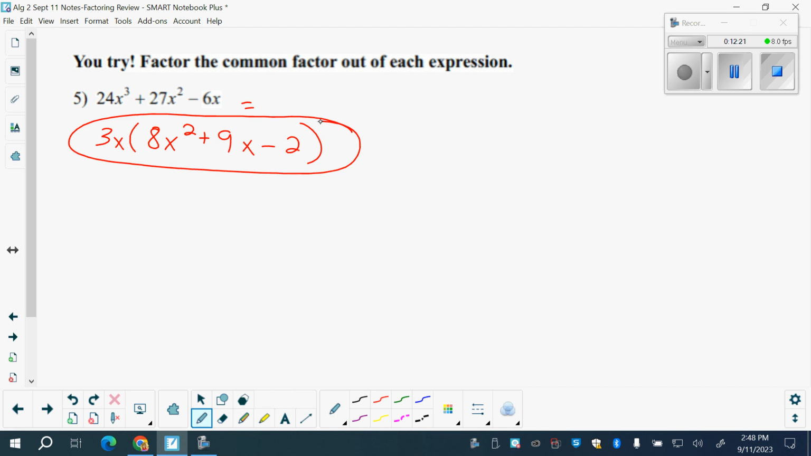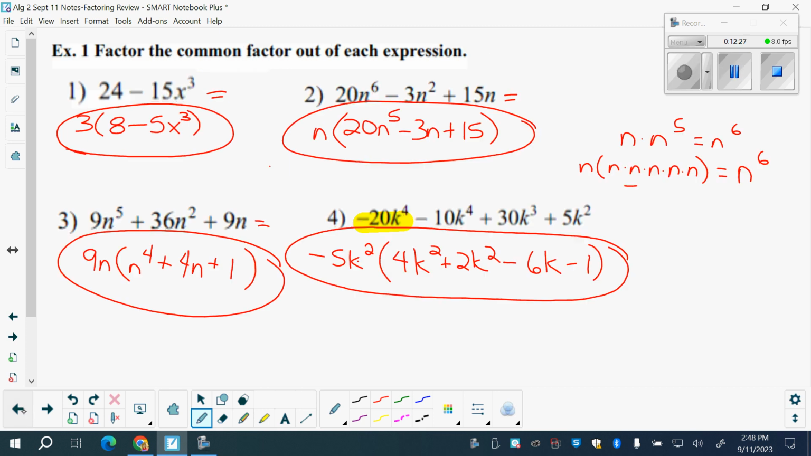Okay, so this is what your answer should be. Any questions on that? Let me go back to this last one. I meant to change this to a 5. So then everything else would be the same except this would be a 3. Otherwise, we'd have to add those two terms together.